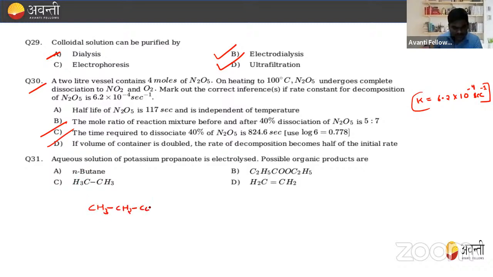this, right? So this is CH3CH2COOK. When they are electrolyzed, we'll get n-butane, this one, this, and ethene. So all four products are possible, that is A, B, C, and D. So all these four products are possible.